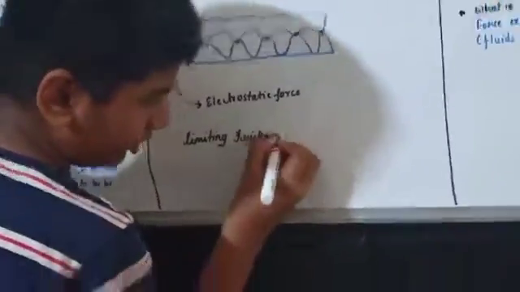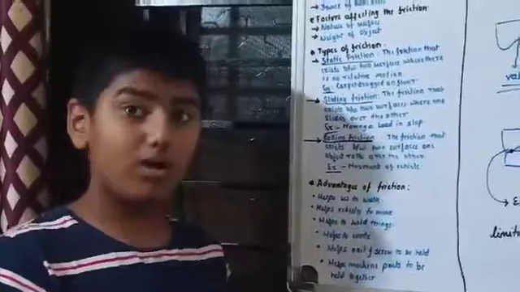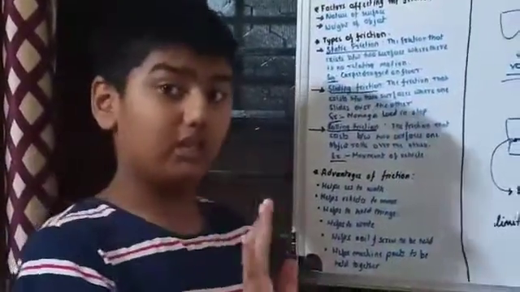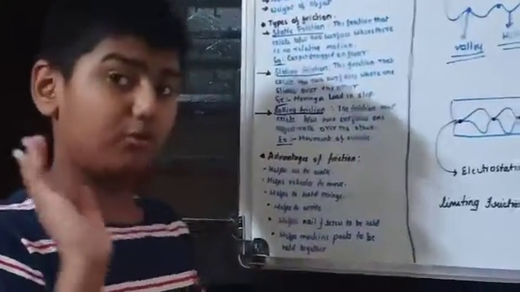Now limiting friction is the maximum value of the frictional force that must be overcome by an object to just begin the movement. It's the minimum force that is needed by an object to just move.